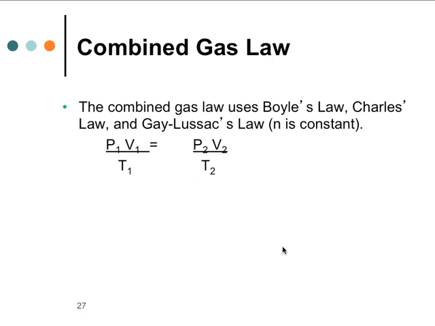The Gay-Lussac is in there because n is held constant. So this is still for the same sample of gas. P1 times V1 over T1 is equal to P2 times V2 over T2. Again, temperature must be in Kelvin.